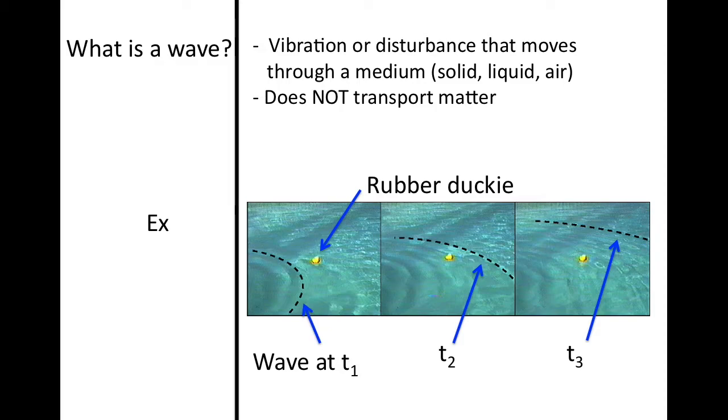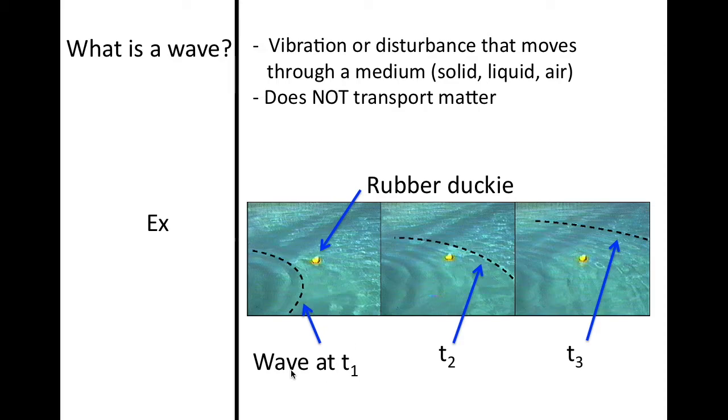What is a wave? Well, a wave is just a vibration or a disturbance, and that disturbance and vibration move through a medium, which could be a solid, a liquid, or air. Waves do not transport matter. This is very important to note. Yes, that vibration is moving from one place to the next. However, it does not take matter with it.